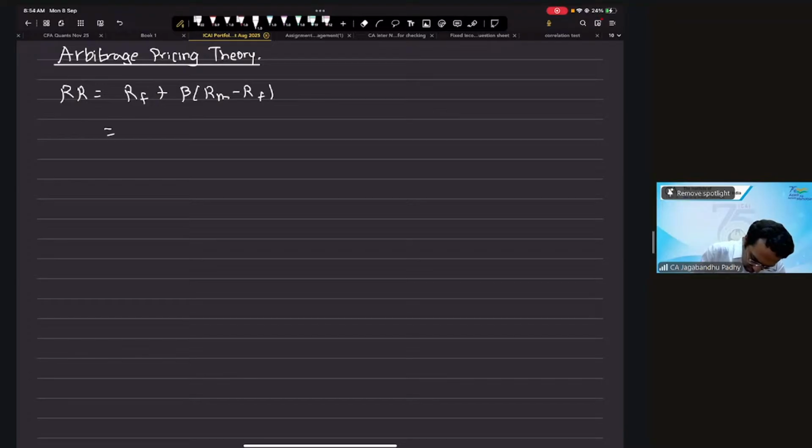Which was nothing but risk-free rate plus beta into market risk premium, correct? Required return is RF plus beta into market risk premium. That's your required return.